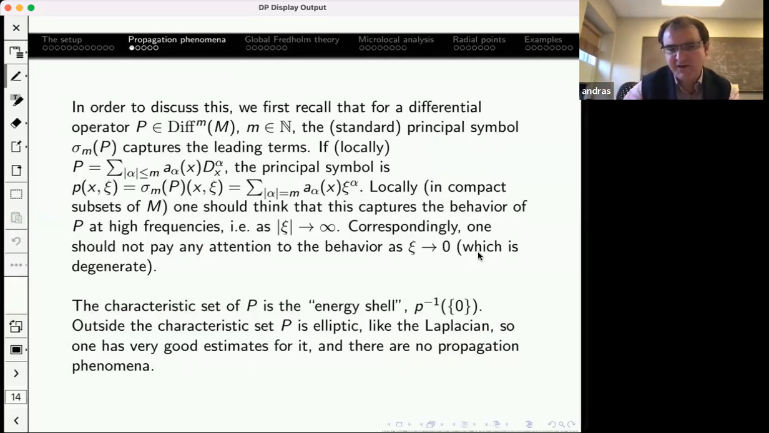What's called the characteristic set of this operator is really the energy shell, so just where the principal symbol, little p, is equal to 0. Outside the characteristic set, the operator is elliptic, just like the Laplacian. So you have very good estimates for it, which is what one loves as an analyst, and there are no propagation phenomena. You should think that you're in phase space now, right?